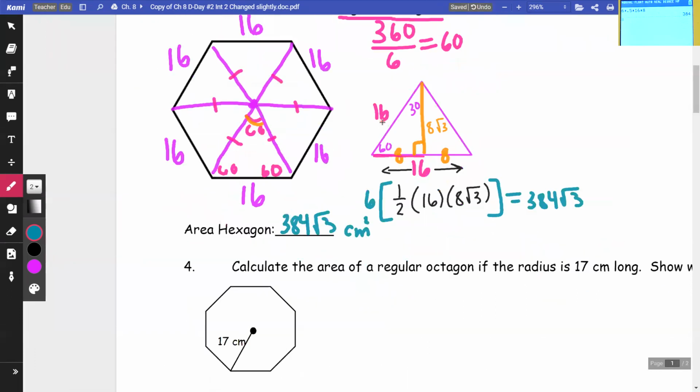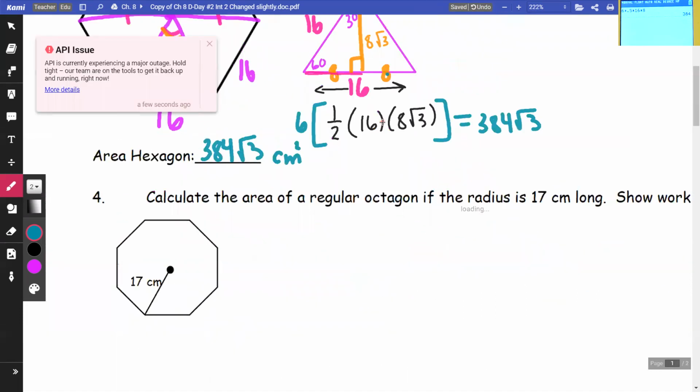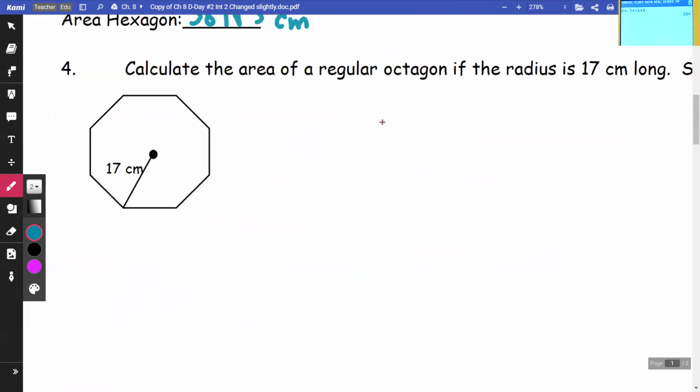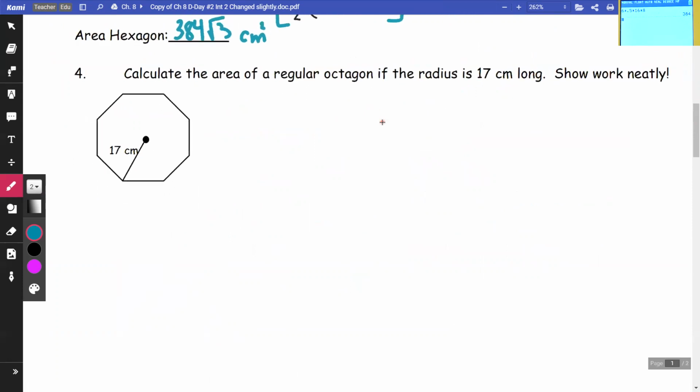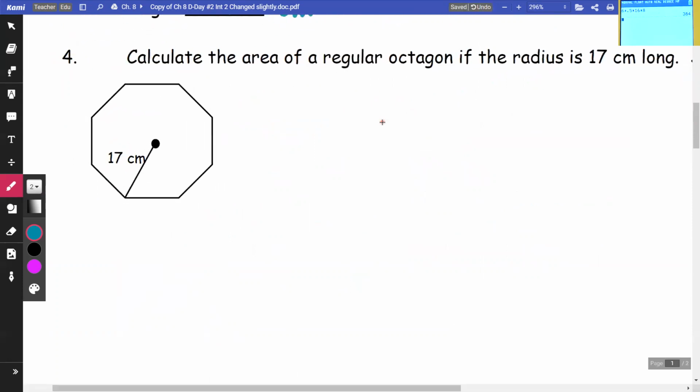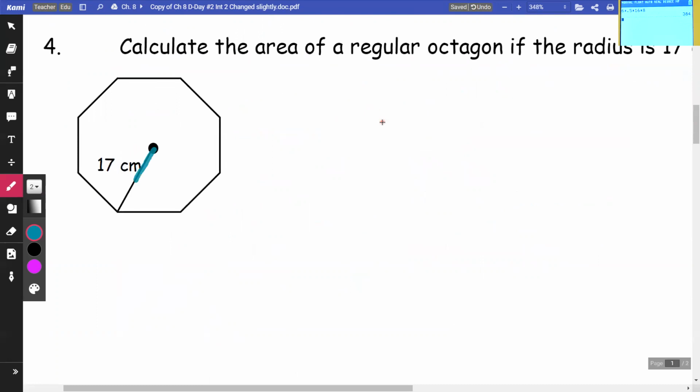Okay, on number 4, calculate the area of a regular octagon. So this one's going to be a little trickier. We have 8 triangles here. So this triangle right here is going to be isosceles. Both sides of this are going to be 17, but this base is not going to be 17.